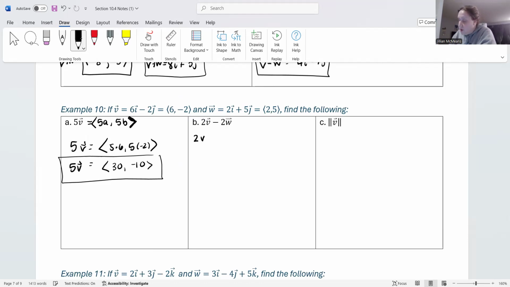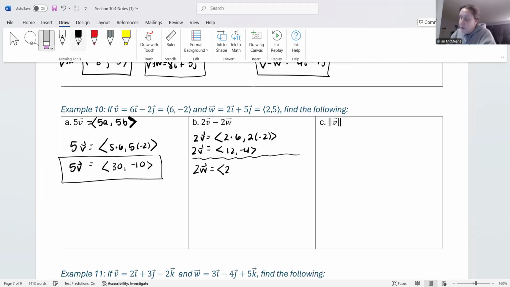So I'm going to figure out just what 2v is. Well, it's going to be 2 times the horizontal component and then 2 times the vertical component. So it is going to be 12, negative 4. So that's 2v. Okay. Now I'm going to figure out 2w. So that is going to be 2 times the horizontal component, which is 2, and then it's going to be 2 times the vertical component, which is 5. So we get 4, comma, 10.